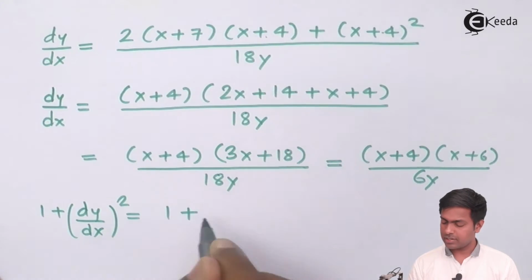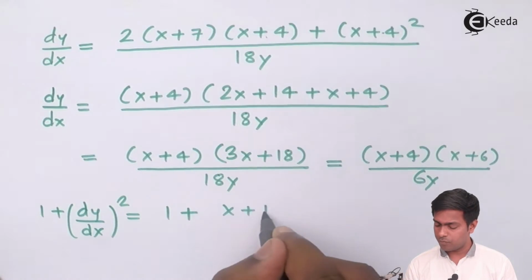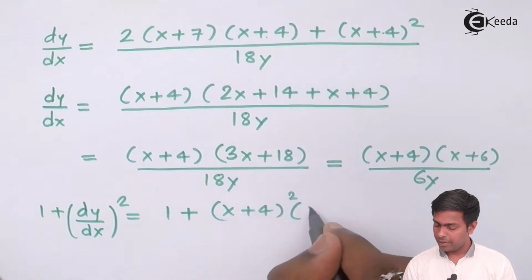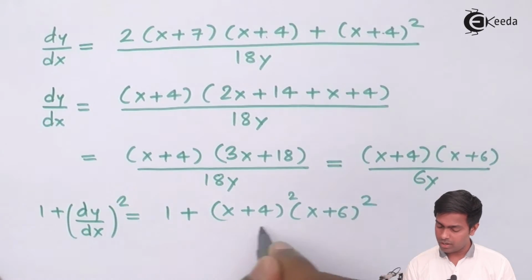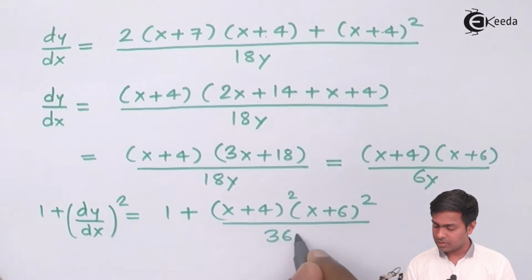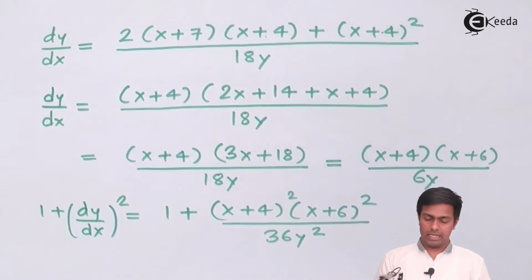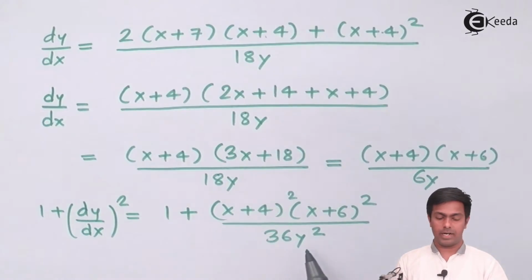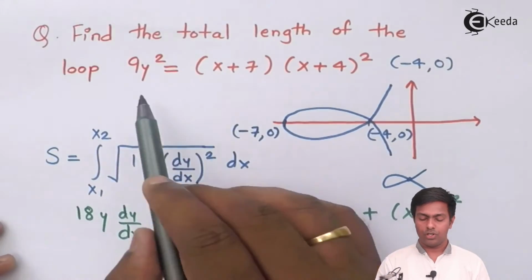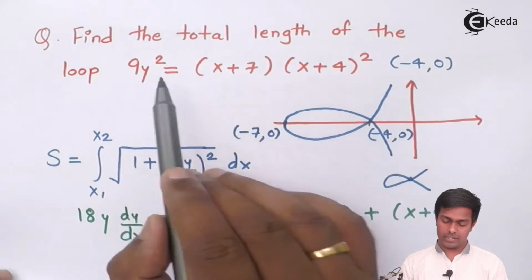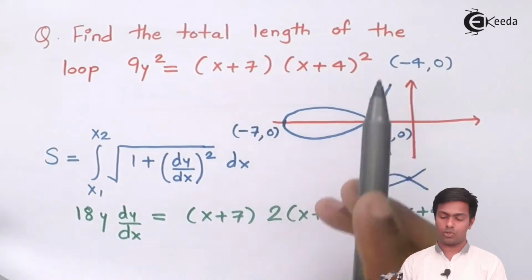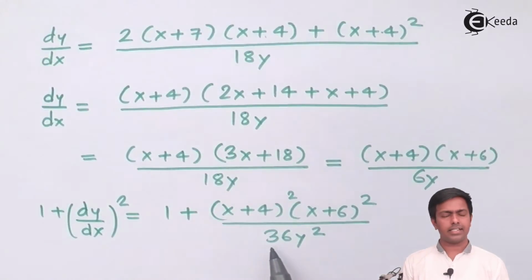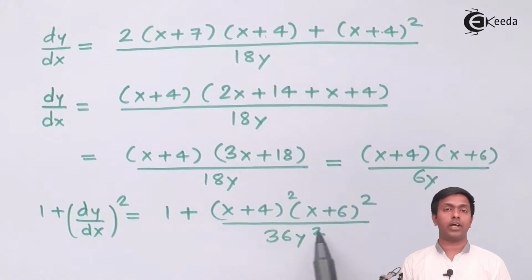So it is 1 plus square of this, x plus 4 the whole square into x plus 6 the whole square upon 36y square. Now we don't know the value of y square here, but it is given in the question. So we have value of 9y square, which is given as x plus 7 into x plus 4 the whole square. So what I'll do is I'll write this 36 as 4 into 9, so that it will become 4 into 9y square, and I can put the value of 9y square over here.